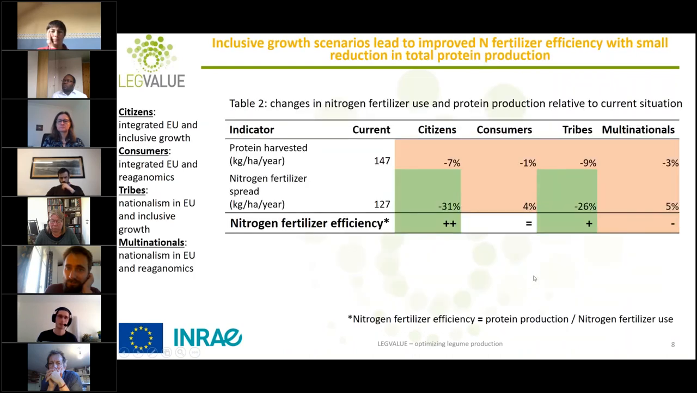So when we look at the assessment indicators I presented to you earlier, we can compare them and have a view on the global changes. So here I will focus on the nitrogen team because we won't have the time to go through all indicators. And in this table, you can see changes in nitrogen fertilizer use and protein production relative to current situations.